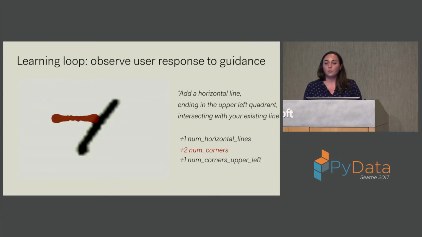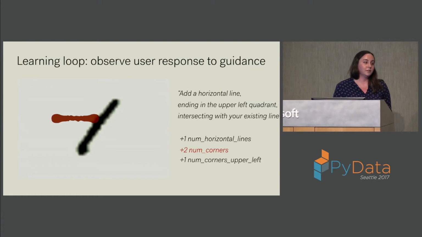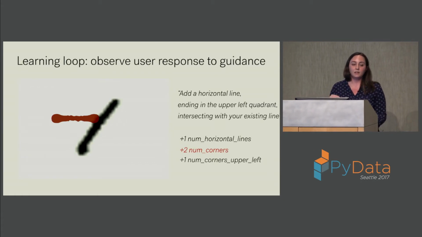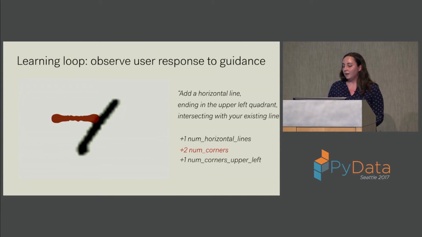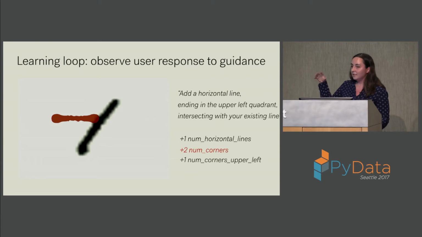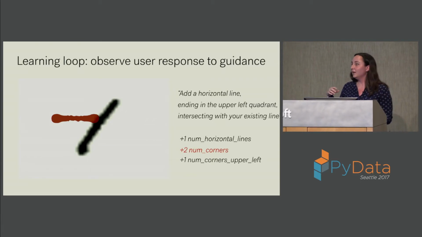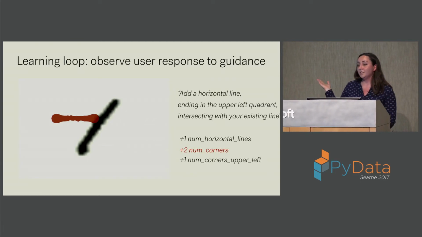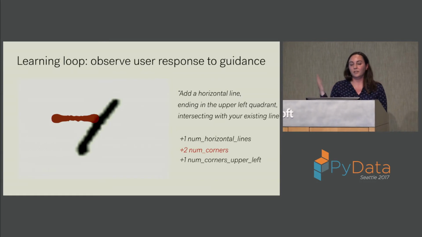And finally, we need a way to observe what users are doing and feed that back in to what we learn. So in this case, if I give the user the same guidance that I had constructed before, and this is what they do, they draw this kind of sideways lambda, the system can see that the feature values are different than what I expected when I took the diff.